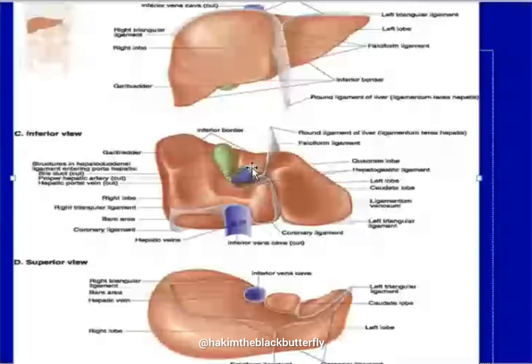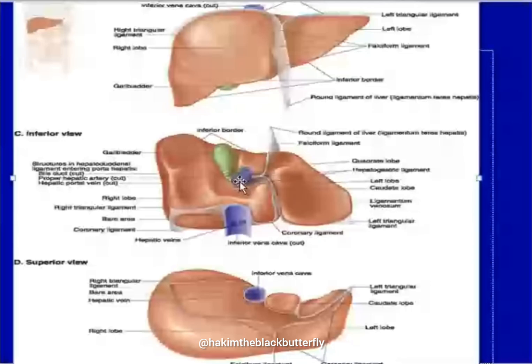So the quadrate lobe is a subdivision of the right anatomical lobe, and it is visualized on the inferior surface of the right anatomical lobe of the liver. On the right, it is bounded by the gallbladder. On the left, it is bounded by the falciform ligament and the ligamentum teres. And posteriorly, it is bounded by the porta hepatis.